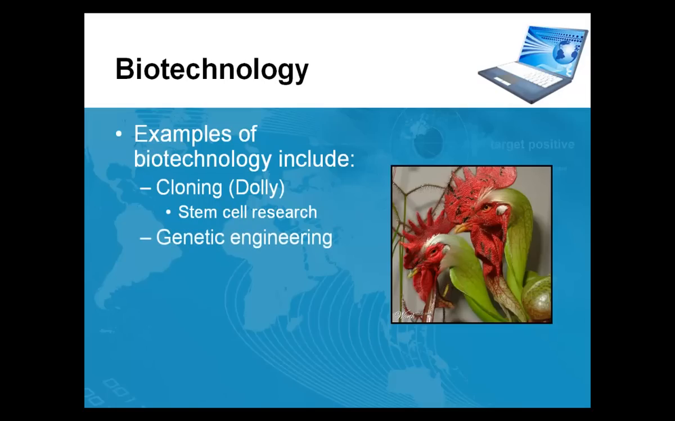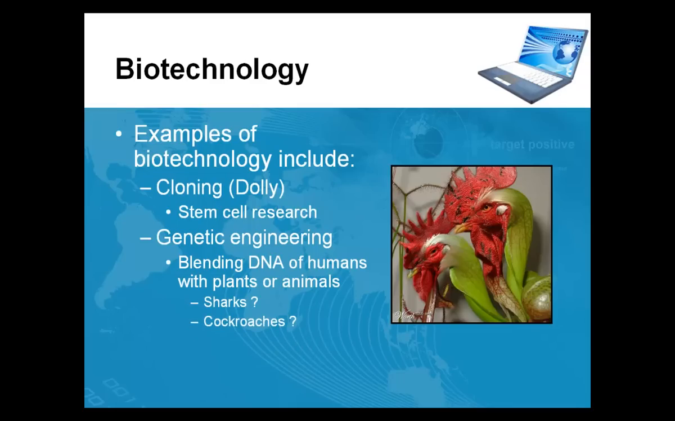Genetic engineering would be another form of biotechnology, and that would be blending the DNA of humans with plants or animals, possibly. For example, sharks do not get cancer, and neither do cockroaches. So if we can find the DNA or the genetics of the shark or the cockroach that prevents cancer, perhaps we can take that and put it into people, and we can eliminate cancer from people. While this may seem a very bizarre idea, this is one of the things scientists are starting to work on. And of course, there could be negative reactions, so we need to be aware of that.